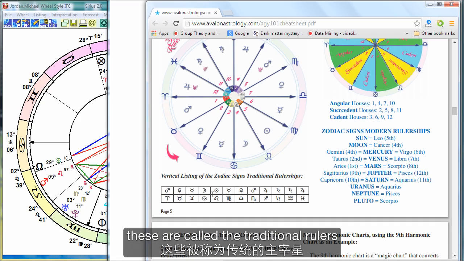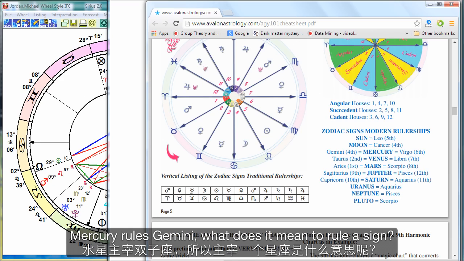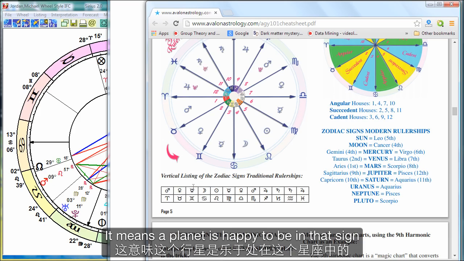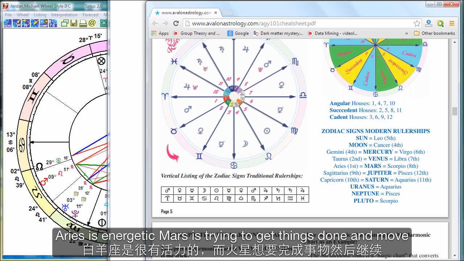These are called the traditional rulers. Mars rules Aries. Venus, this is a symbol for Venus, rules Taurus. Mercury rules Gemini. What does it mean to rule a sign? It means the planet's happy to be in that sign. It can really express itself directly.